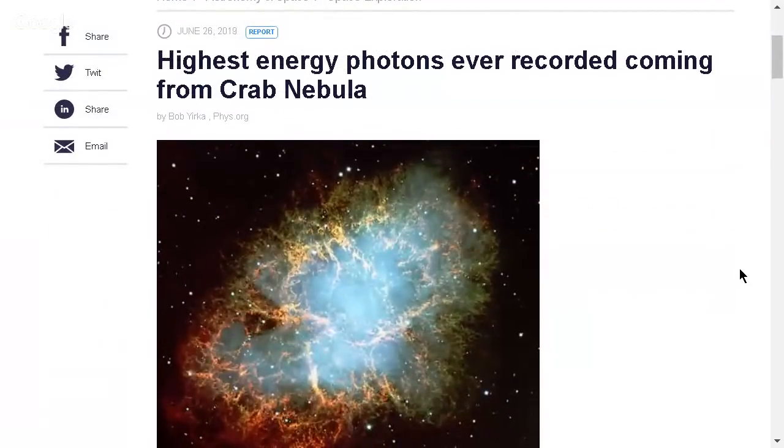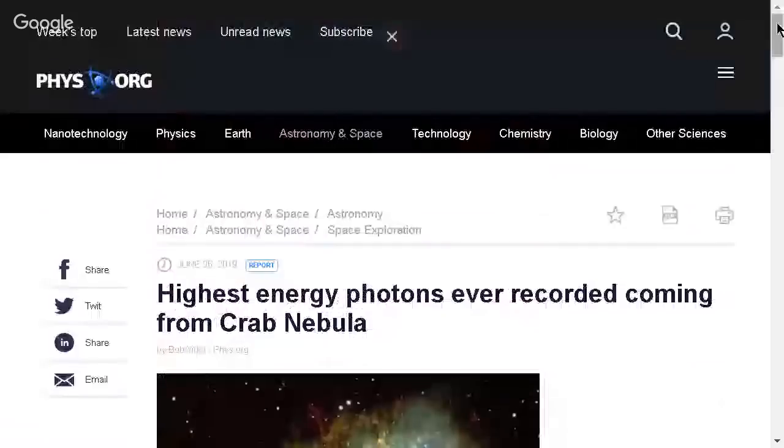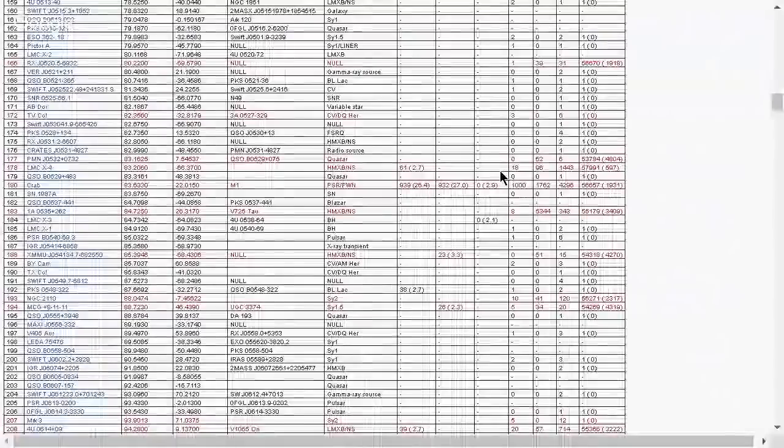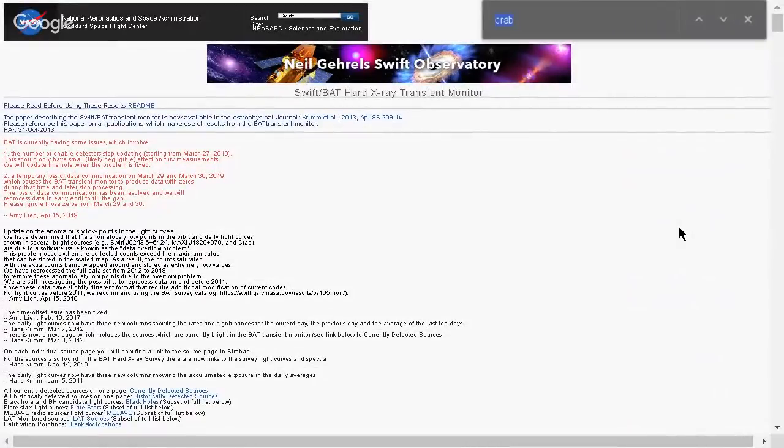And here's an actual science article about the highest energy photons ever recorded coming from the Crab Nebula. So there's an article from phys.org. It's all over the internet also. Have a read about that. If you want to check it out, head to the Neil Gehrels Swift BAT hard X-ray transient monitor and type in crab.